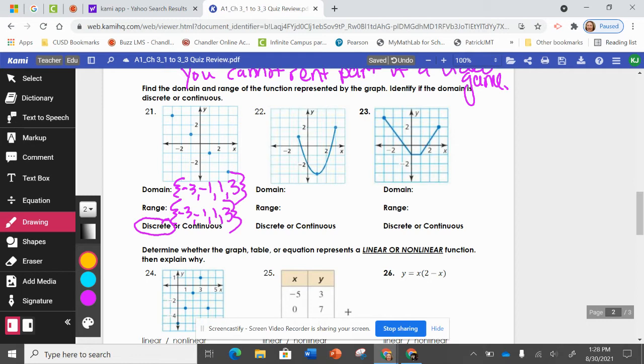22. Oh, look at that. These dots are all connected all the way through. So this would be continuous. Our domain starts at negative 1 and goes to positive 3. Our range, remember lowest to highest, our lowest y value is negative 3. And our highest y value is positive 2. Okay, this ends at 1, but this ends at 2. So that's my highest value.